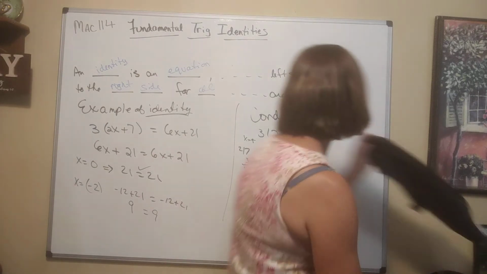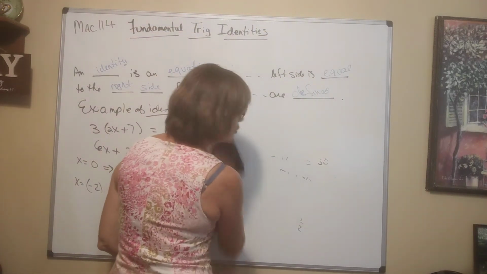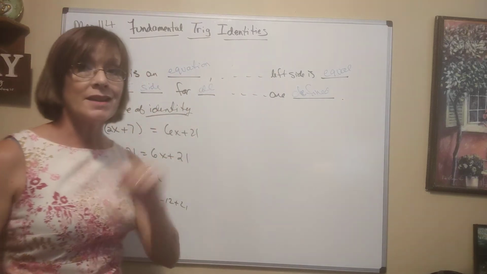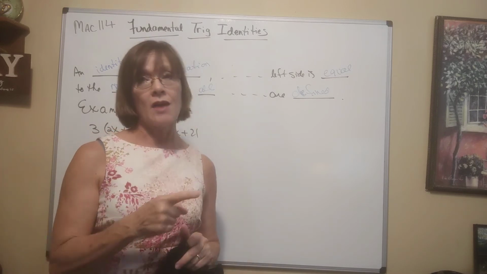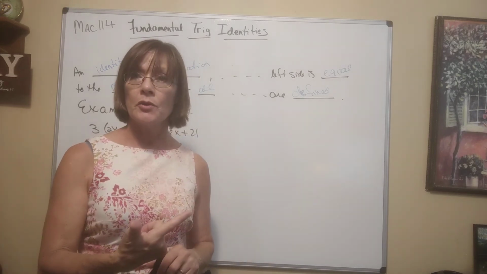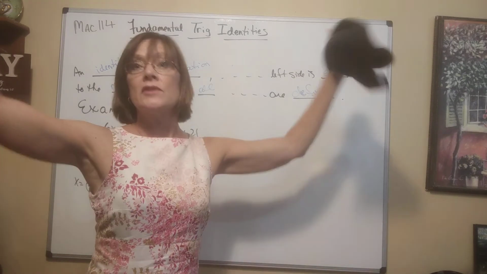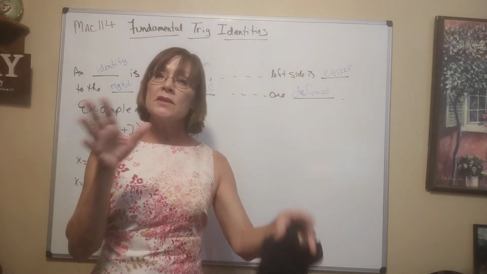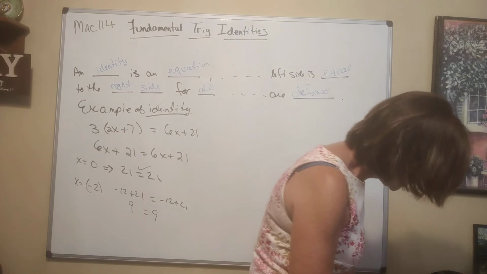So, how can you disprove that something is an identity? You do have some homework, and I may well ask you to show me that this is not an identity. How do you do that? You just simply have to find one value that you can stick in for the variable, any number that's not causing division by 0, and show that both the sides are not equal, just like I did with 5. So here's a for instance.